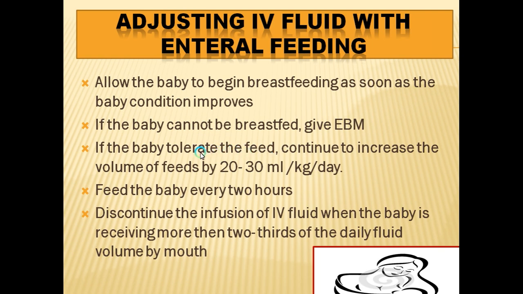Suppose you give 30 ml on day 1 and the baby has not vomited. Then, the next day, you add 20 ml more to the 30 ml you gave on day 1. So your range can be: you start with 20 ml increments, then you can come to 30 ml. Then feed the baby every 2 hours.